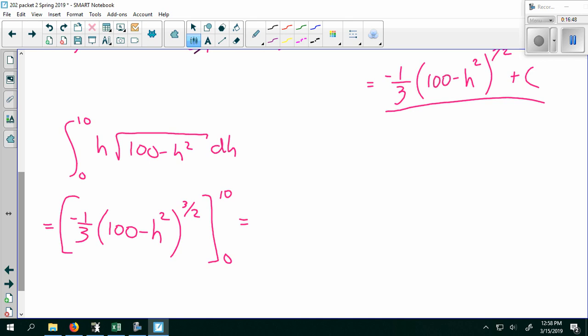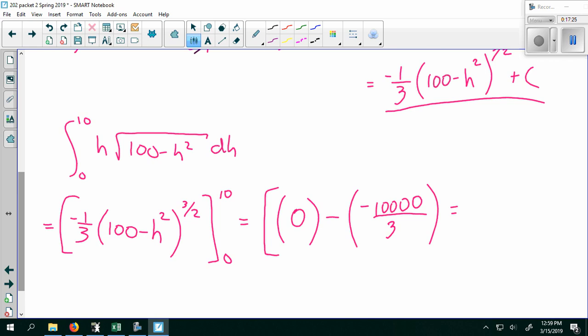Okay, so plug in a 10. So h squared, 10 squared is 100. 100 minus 100 is 0. 0 to the 3/2 is 0 times negative 1/3 is 0. It's 0 when you plug in 10. Minus, plug in 0. Okay, so if I plug in a 0, 0 squared is 0. 100 minus 0 is 100. When I square root 100, I get 10, and then I'm going to cube it, and I get 1,000. So I get negative 10,000 thirds. So that comes out to positive 10,000 thirds.